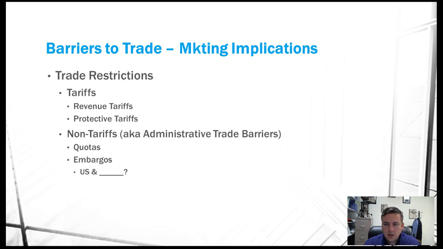Up until a few years ago, the United States had a trade embargo with Cuba. That is still being discussed. Right now it typically still has tariffs, trade restrictions that are still placed on Cuba, but for a long time embargoes were a part of it until President Obama lifted that restriction.